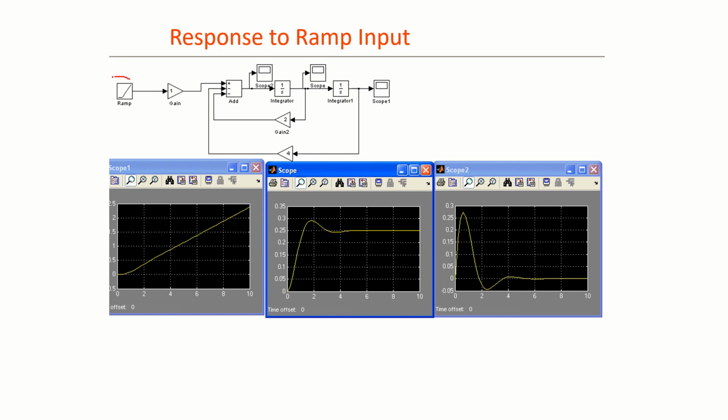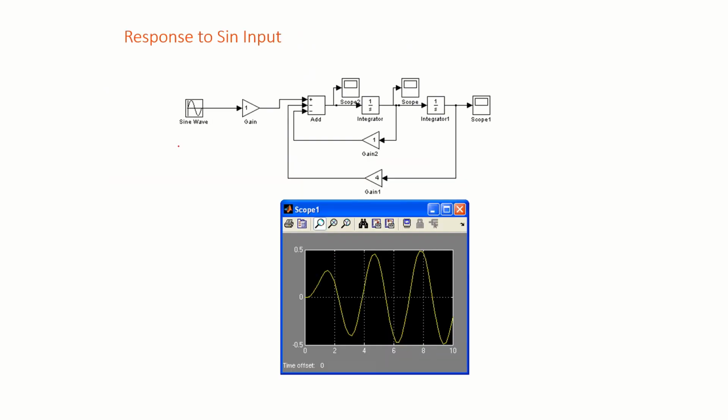Instead of a step, if I give a ramp stimulus, the responses will be different. Again, you can see here displacement, velocity and the acceleration, they vary. Okay, instead of that, if I give a sine function as the stimulus, you can see the response. So for different stimuli, the response will be different for the same system.